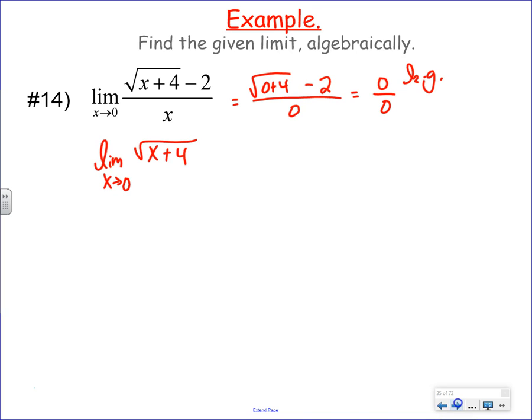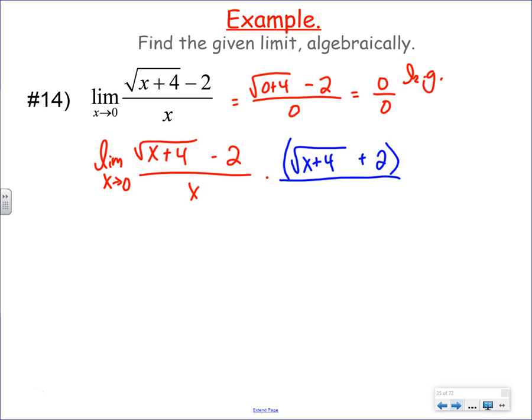Can't factor it, can't do long division. I better just leave it as is, but I multiply by the conjugate. And who is the conjugate of this guy? Square root of x plus 4 plus 2. And what I do on top, I must do on the bottom, multiplying by 1 creatively. Some people try to go crazy and just do the same thing on top and bottom. The conjugate of the radical part has to be on top and bottom.